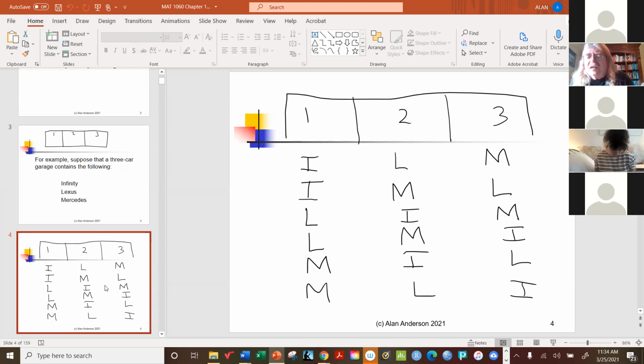So if you look at all 6 of these cases, you'll see that in no case do we have the exact same sequence of letters. We have ILM, IML, all the way down to MLI. Those are the only 6 ways I can park my car in this 3-car garage. Once you've listed them all out, you can see that there are 6 of them. But as they discussed in the video, there's an easier way of doing this that does not require us to write out the entire list.